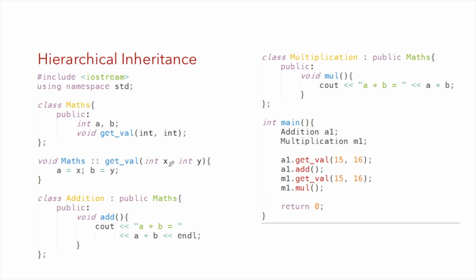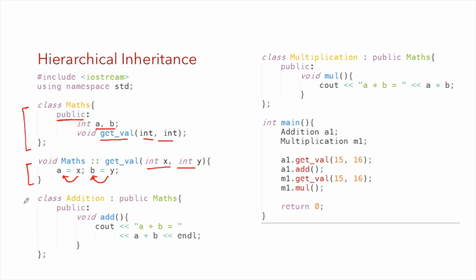In case of hierarchical inheritance, what we have done is we have created one class, calling it maths. Then we have two integer variables with public scope, and then we have one function to which we are passing two integer values, calling this function get_val. And then I'm writing the definition for this same function get_val, to which I'm passing integers x and y. Once these values are passed, I'm just storing those values into a and b respectively.